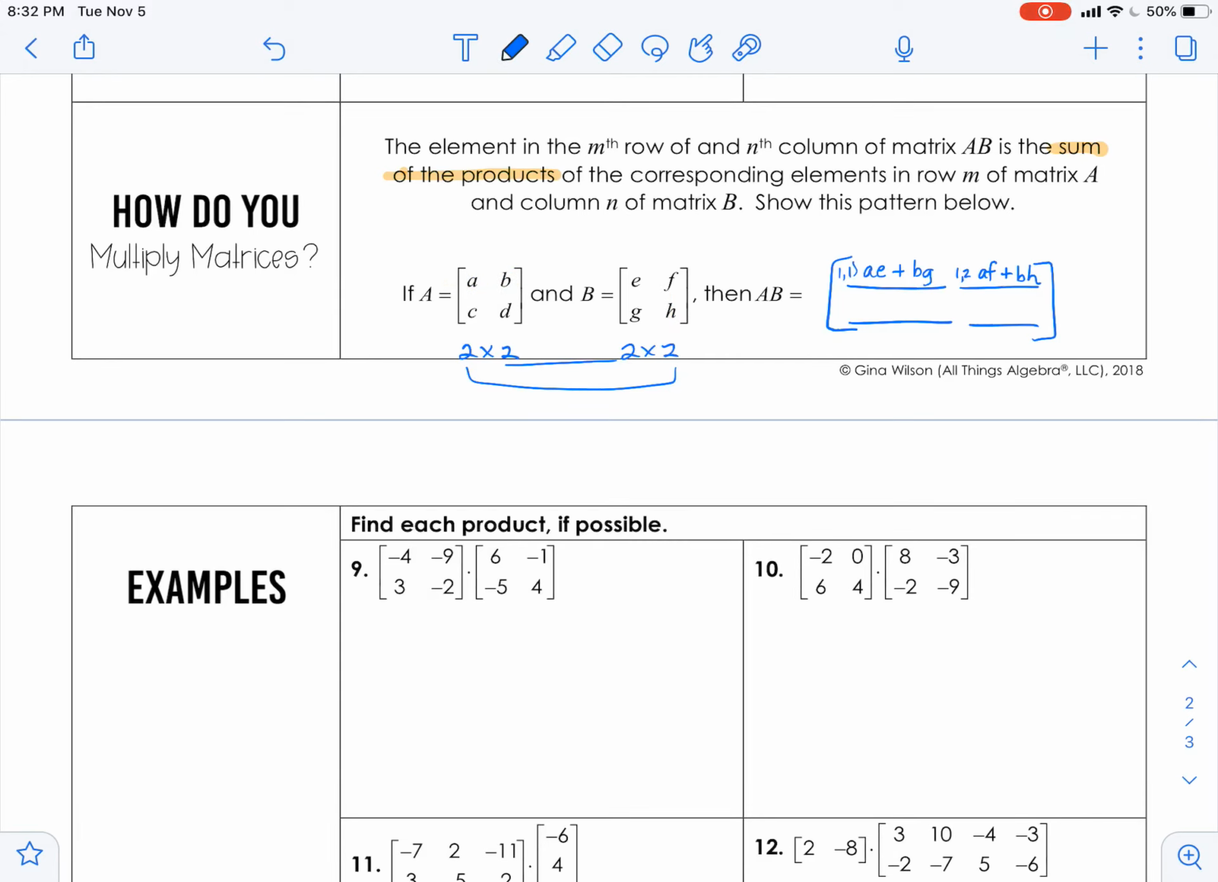So I'm down here. So this is second row, first column. So I'm going to come over here to second row, first column. And again, the first in the row, first in the column. So that would be C times E plus the second and the second, D times G.